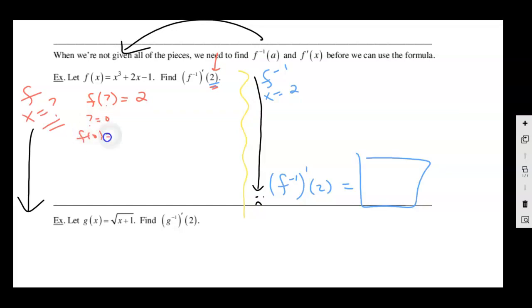f of 0 would be 0 plus 0 minus 1, so that would be negative 1. Okay, that didn't work. 0 is not the question mark. Let's try 1. I always like to try easy numbers first. If I tried f of 1, 1 cubed is 1, plus 2 times 1 would be 2, minus 1. 1 plus 2 minus 1. So if I plugged in 1, what do we get out? 2. Is that what we wanted? Yes. f of 1 equals 2. So what is that new x value going to be for my original function side? It's going to be 1.